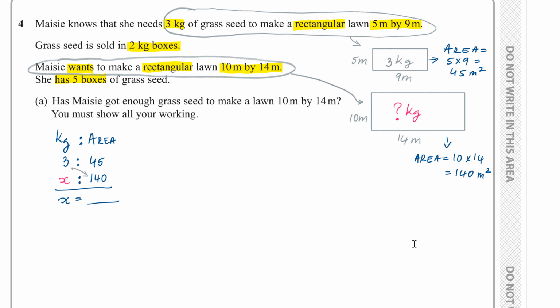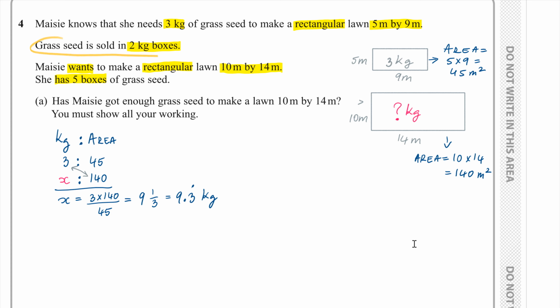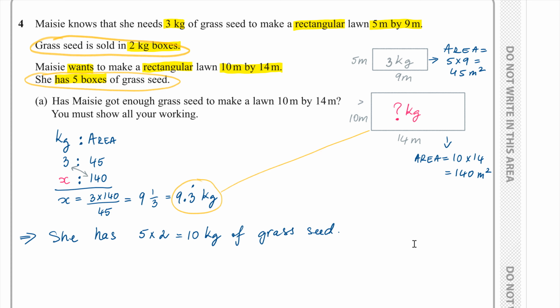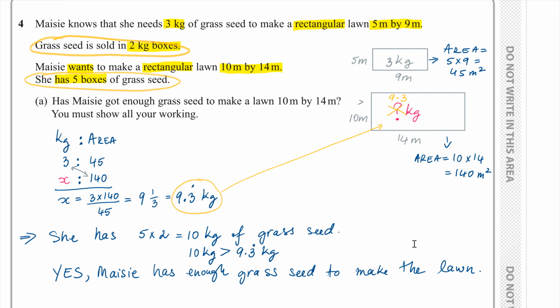Using a quick cross multiplication method, x is equal to 3 times 140 over 45, which equals 9 1/3 or 9.3 recurring kilograms. She has 5 boxes of 2 kilograms. This is 10 kilograms of grass seed. 10 kilograms is larger than 9.3 recurring kilograms. So the conclusion is, yes, Maisie has enough grass seed to make the lawn.